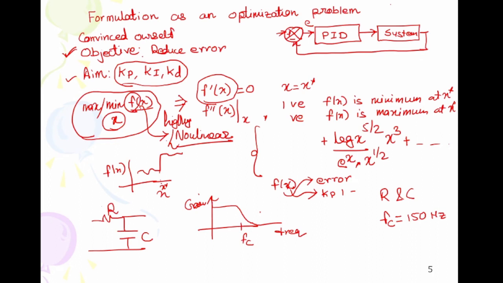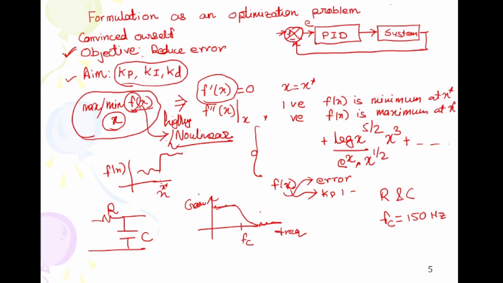Now, can you tell me when you are designing a filter, what is your objective and what is your aim? Your objective is to meet the specifications of the filter, like what may be the ripple in the pass band, what may be the ripple in the stop band, what may be the cutoff frequency. These are your objectives. And how would you be meeting those objectives? By tuning the parameters of the filter. So in that case, physically, what will be f of x?